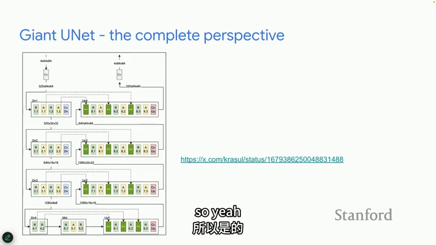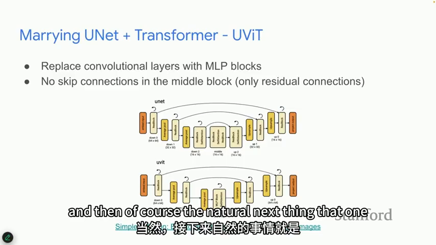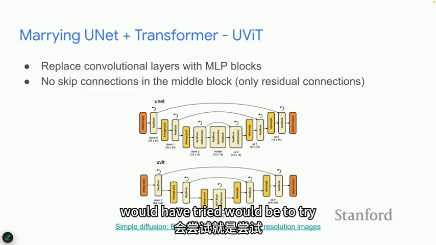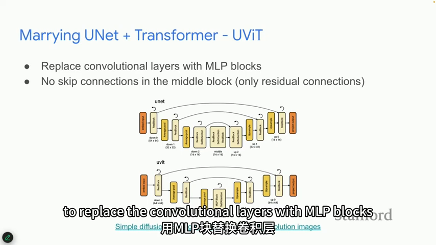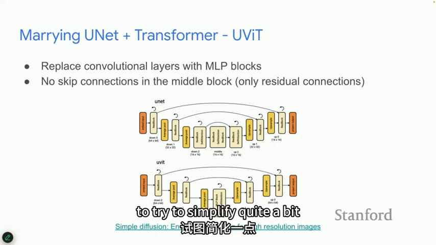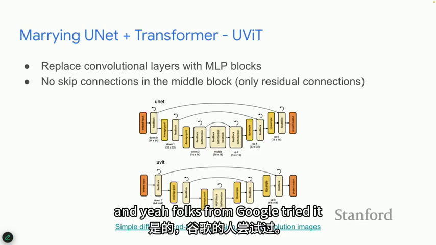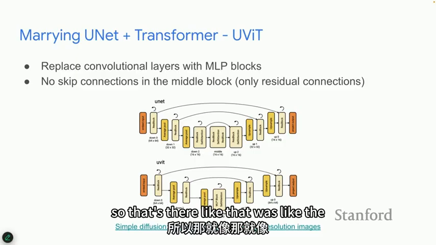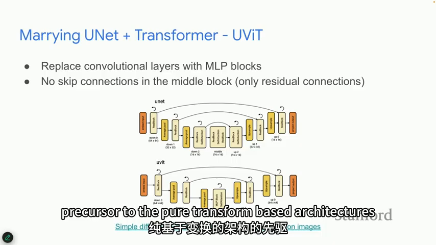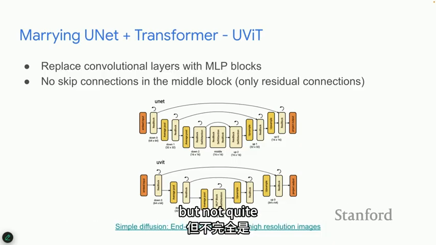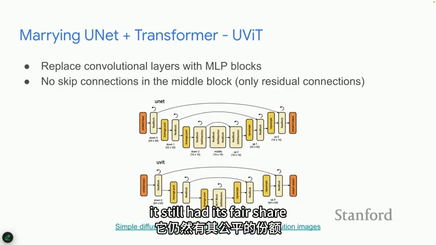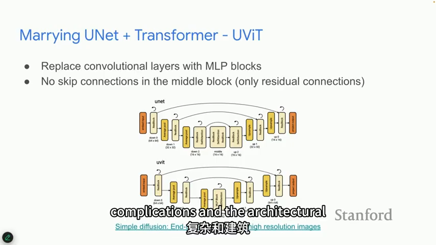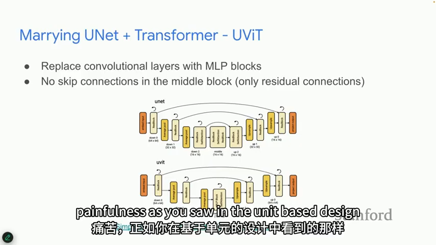So yeah. And then of course, the natural next thing that one would have tried would be to replace the convolutional layers with MLP blocks to try to simplify quite a bit. And yeah, folks from Google tried it in the UViT architecture. So that's there. That was like the precursor to the pure transformer-based architectures, but not quite. It still had its fair share of complications and the architectural painfulness, as you saw in the UNet-based design.